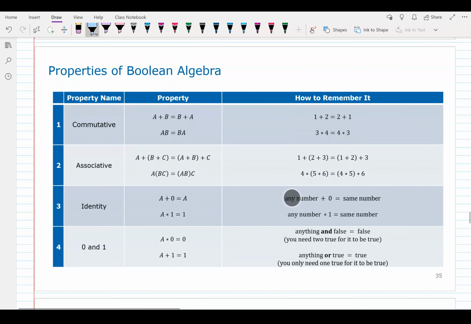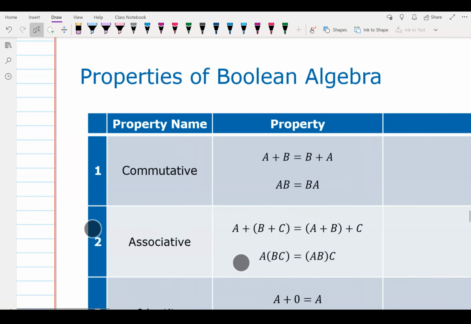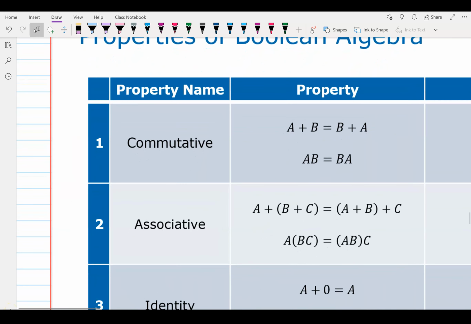So this is our table giving us 4 of the properties of Boolean algebra. It turns out we're actually going to be covering 9 properties. So let's get started here. The first property should look familiar. Commutative, that's something that you've hopefully heard before, or it works in regular numbers.